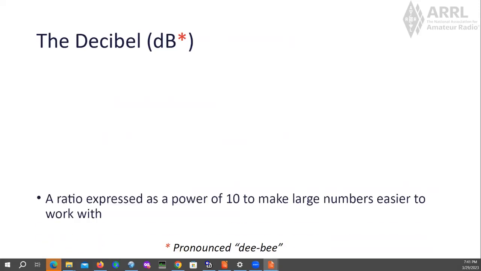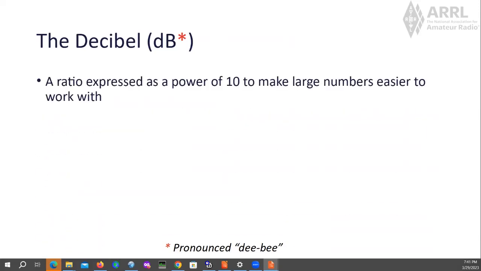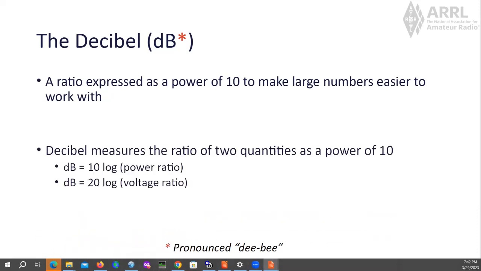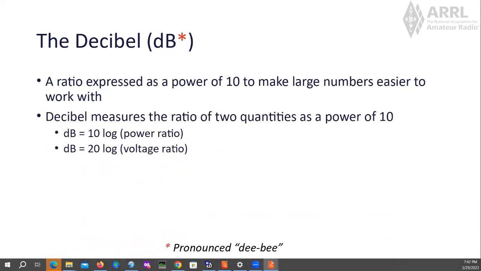Now we get into the decibels. In this case, this is pronounced dB. A ratio is expressed as a power of 10 to make large numbers easier to work with. Decibel measures the ratio of two quantities.